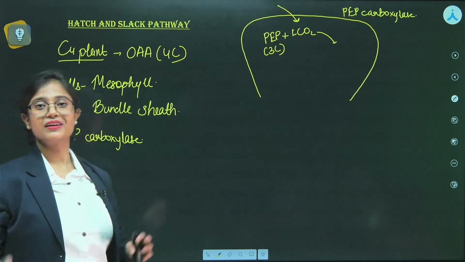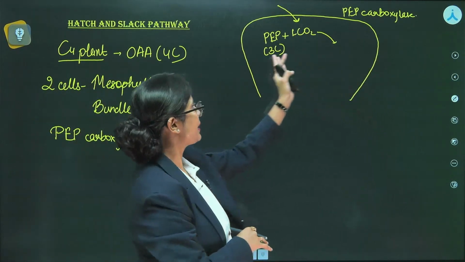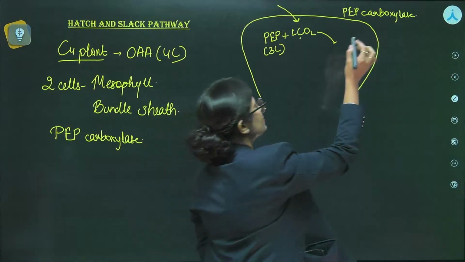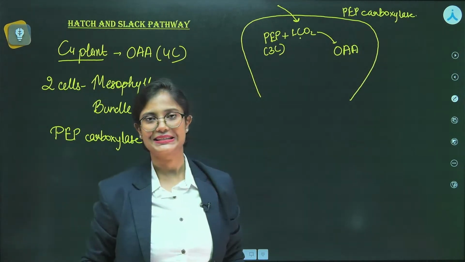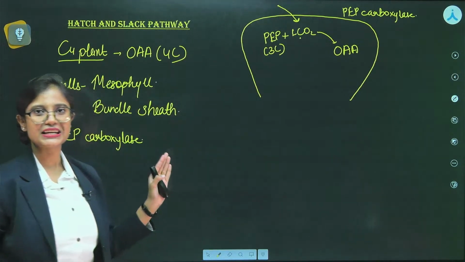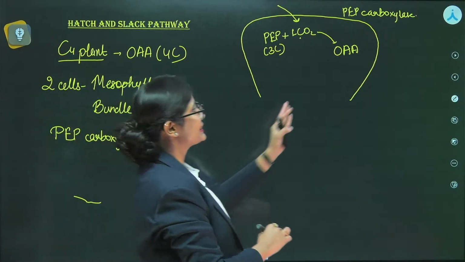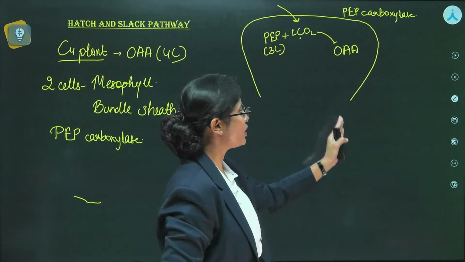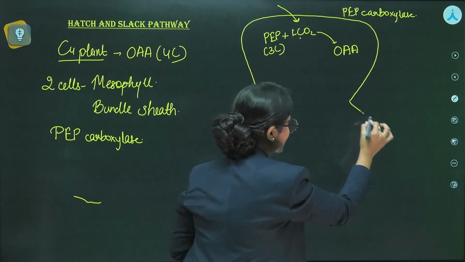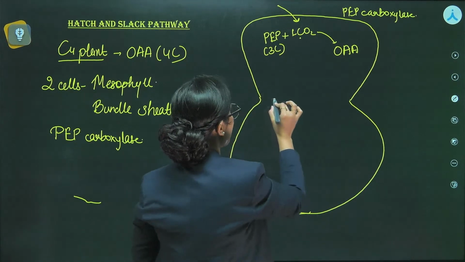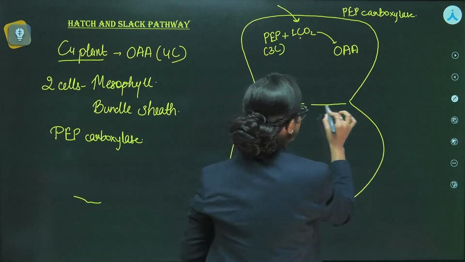In C3 plants we had Rubisco, right? While fixation, here there was 3 carbon, and 1 carbon came in, so it will form a 4 carbon compound, which is oxaloacetic acid, the first stable product formed in the C4 pathway. Now, this 4 carbon compound cannot move to the bundle sheath cell as such. Here we make the bundle sheath cell, and these are connected via plasmodesmatal connections.